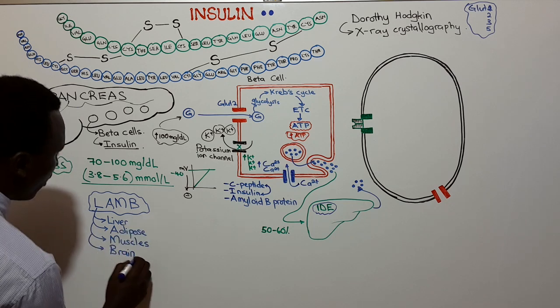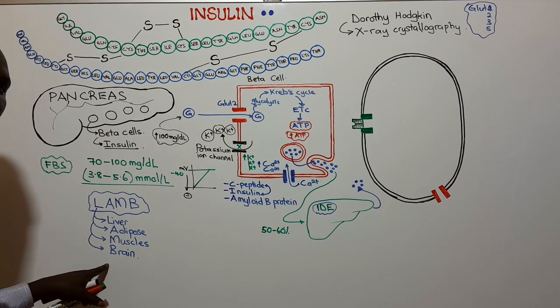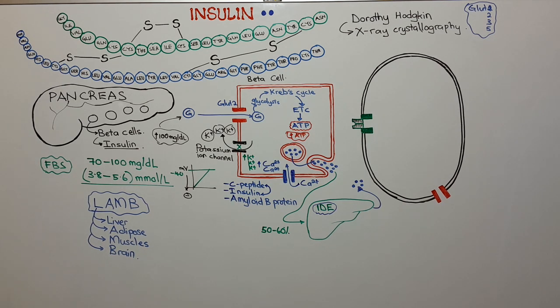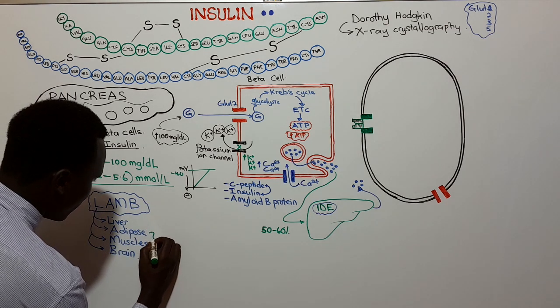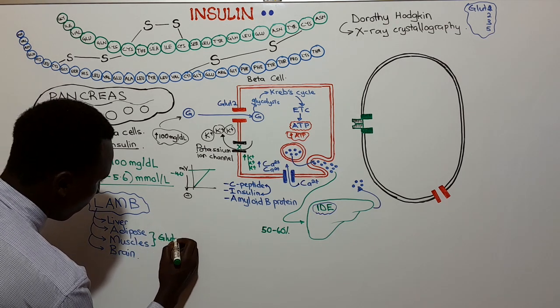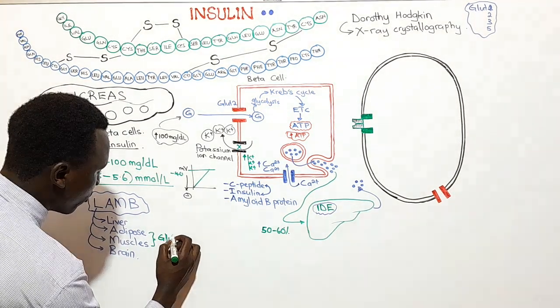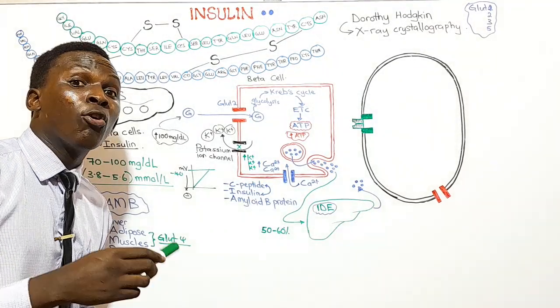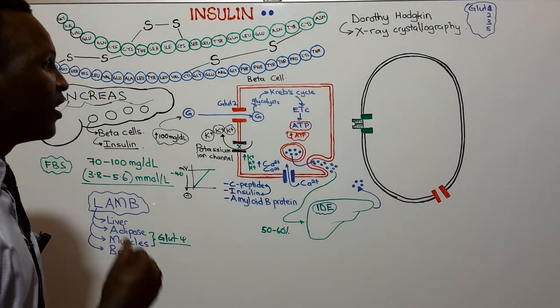This is where the other effects come in. With the brain, we have the glucose transport channel 1 that I talked about. Our main focus now will be the adipose and the muscles, because these ones have the glucose transport channel 4. The glucose transport channel 4 is insulin dependent. It depends on insulin to take in glucose. So with that, we shall be able to start the mechanism of action of insulin.